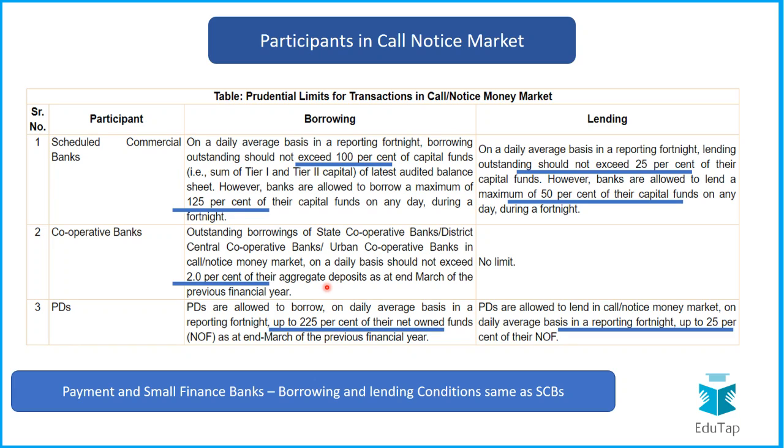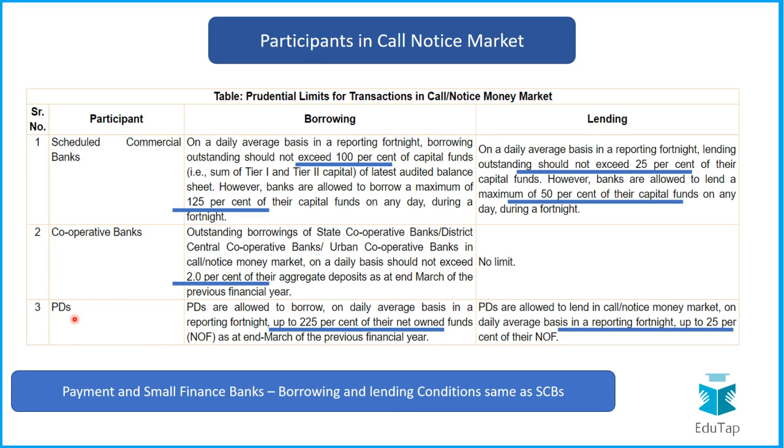So till 31st March, whatever was their aggregate deposits, that is, the money which people have deposited with that bank, they cannot borrow more than 2% of their aggregate deposits for the previous financial year as at the end of March, on any given day or on a daily basis. For lending, there is no limit. They can lend any percentage of their aggregate deposits.